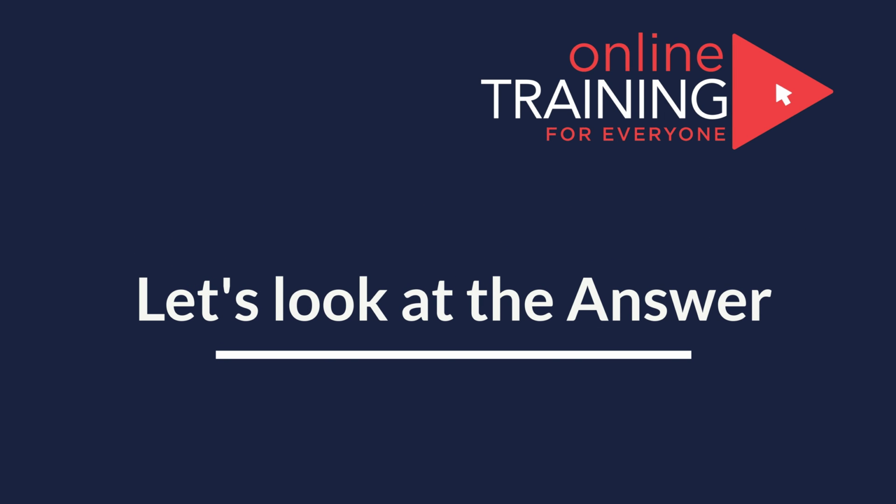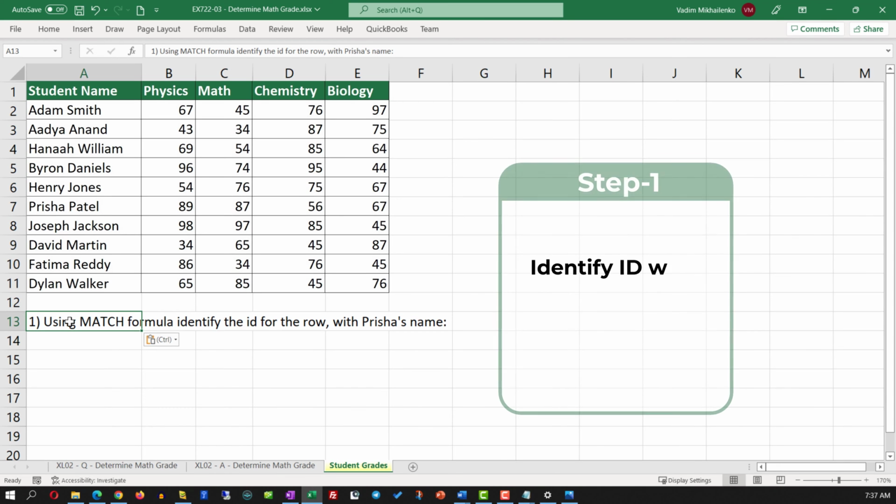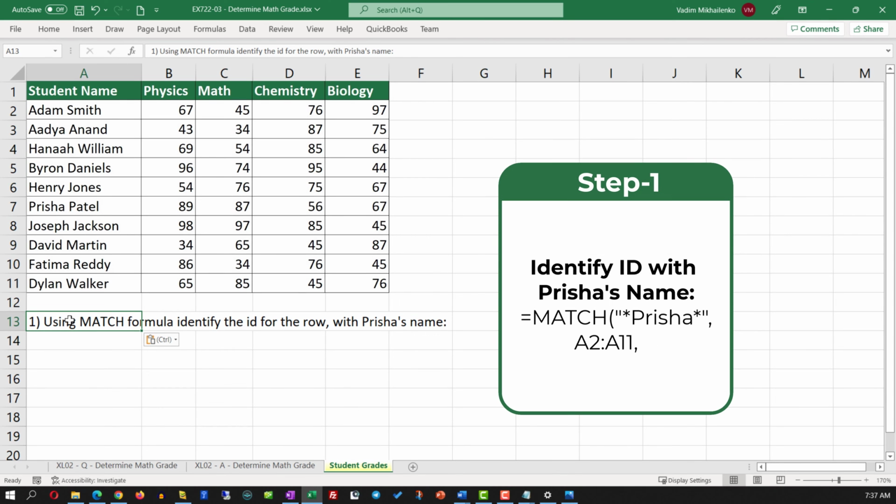We can solve this challenge in 2 steps. In step 1, we need to use the match formula to identify the ID for the row with Prisha's name. First, we need to select what we are looking for. In this case, we can either type the full name for Prisha, or we can use asterisks and just type the first name.